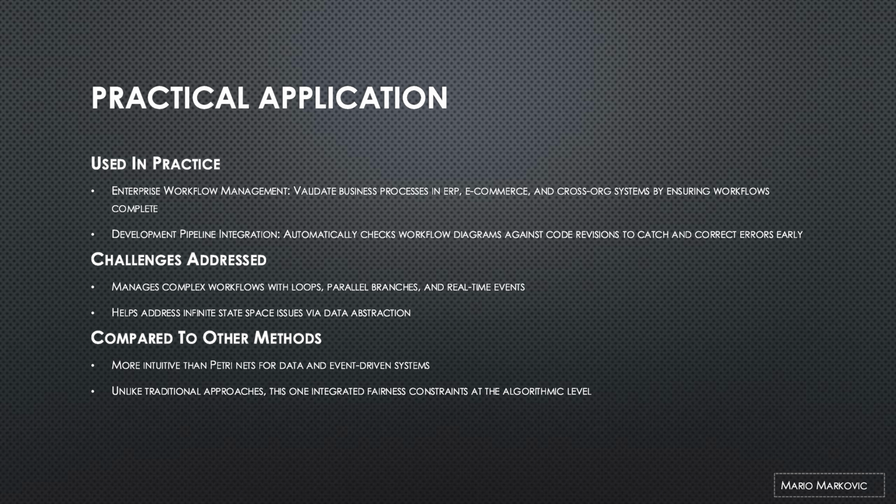So how can this be used in practice? One example is it helps ensure business processes like ERP or e-commerce workflows eventually complete. Another example is integrating these checks into the development pipeline, which lets teams spot errors right after code revisions. This method addresses complex workflows with loops, parallel tasks, and real-time triggers by abstracting the data so we only consider the essential true-false conditions, keeping the model finite and checkable.